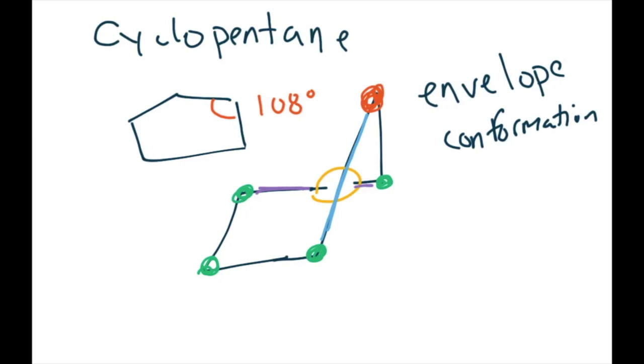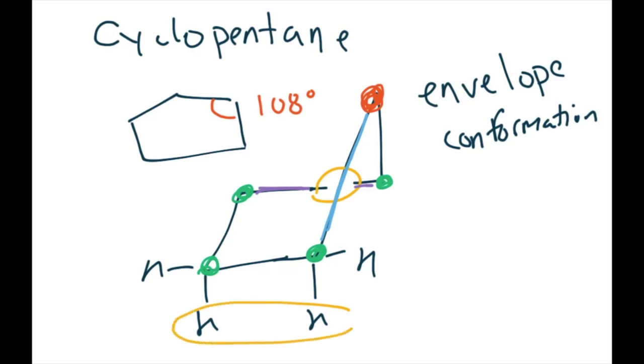Now, the thing that goes wrong with the envelope is that you have all of your hydrogens. If you were to draw a Newman projection, all the hydrogens are eclipsed, right? So these two hydrogens right here, you can see, they are right in front of each other. So every hydrogen on the envelope conformation of cyclopentane is eclipsed. So every Newman projection you would draw is high energy.